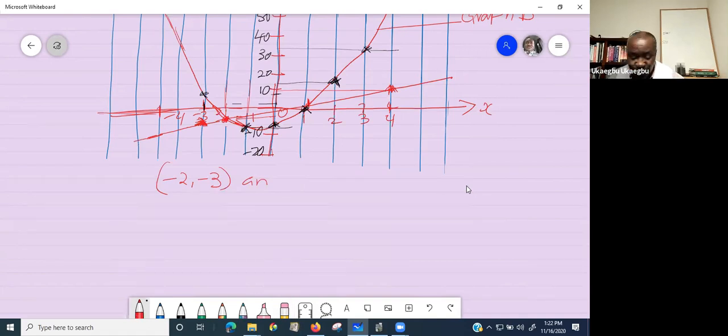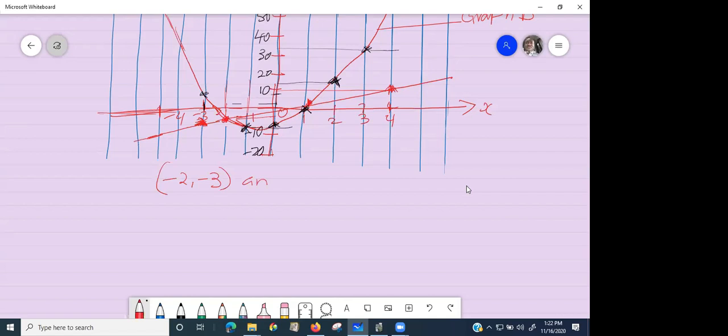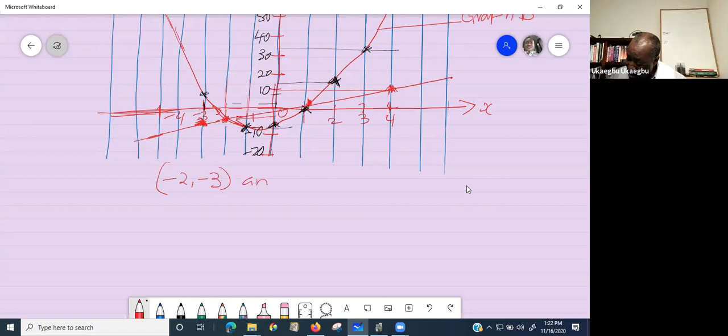It could be at 1, but it is somewhere here. One is a little further off from 1 than the other. So we are going to take 1, comma, y is probably 3, something like that. And this is the solution.